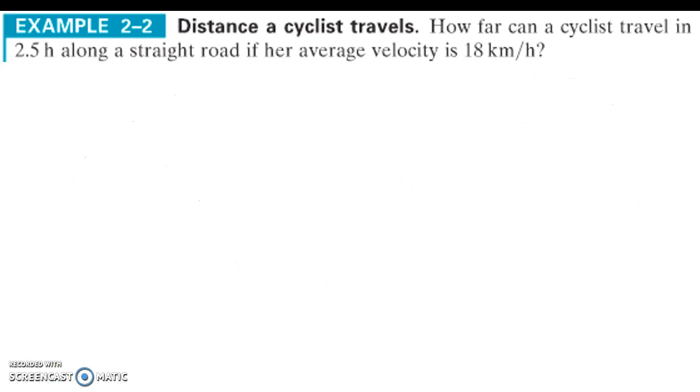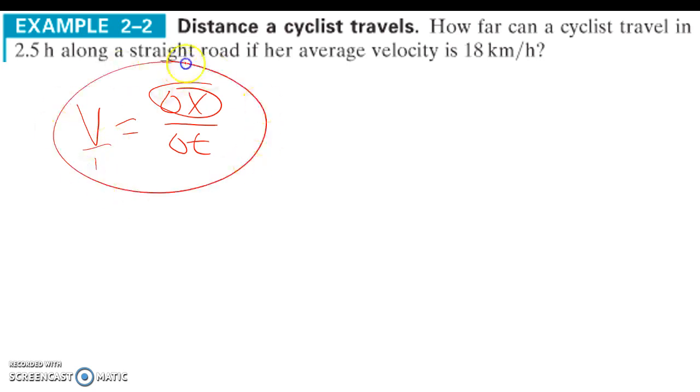How far can a cyclist travel in 2.5 hours along a straight road if her average velocity is 18 kilometers per hour? So velocity is change in position over change in time. How far would be our change in position? We can solve this in terms of change in position, and we can also use it like this and cross multiply. I'll show you this way, because that's the way I usually do it in my head. So I've got 18 over 1 is our velocity. We don't know our change in position, but we know our change in time is 2.5 hours.